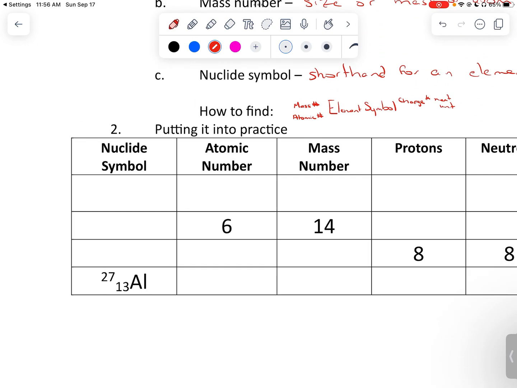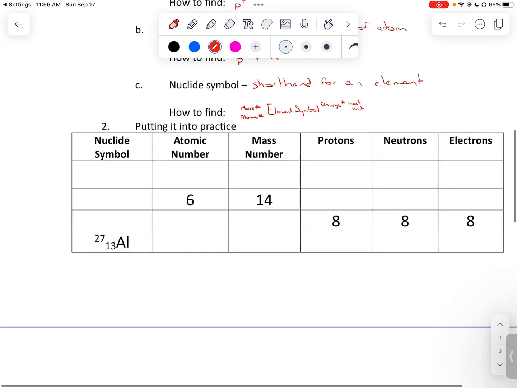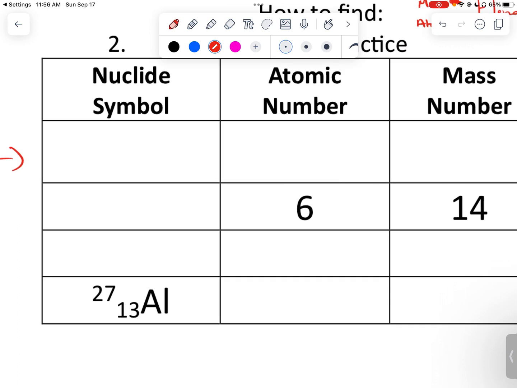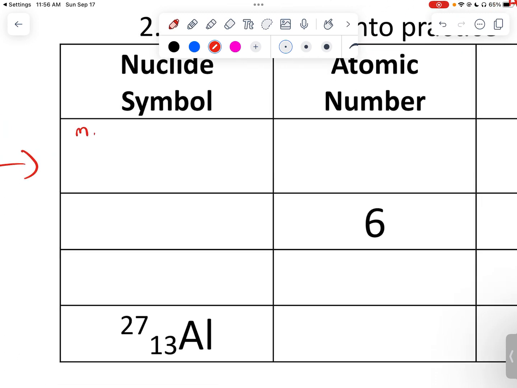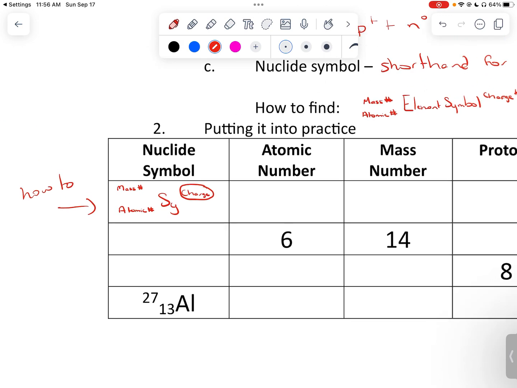Okay, so let's talk about, we've got this handy dandy table here. How do we fill out this handy dandy table? So our mass number, this top row right here, is just going to be the how-to. We can refer back to it. We're going to just repeat what we just did there. We've got our mass number on top. Atomic number is our subscript. We've got the element symbol, and then eventually we'll have charge, but not this unit, all right? So this is going to be empty for right now.